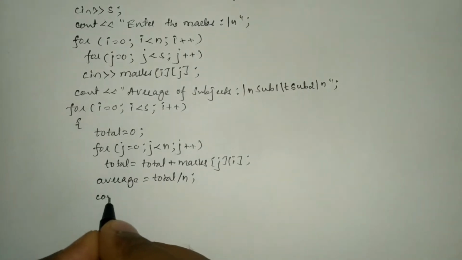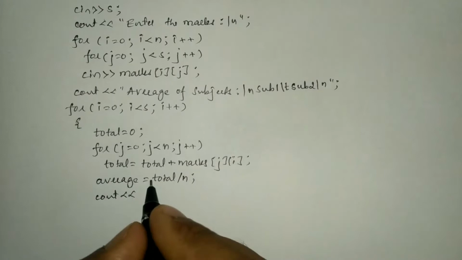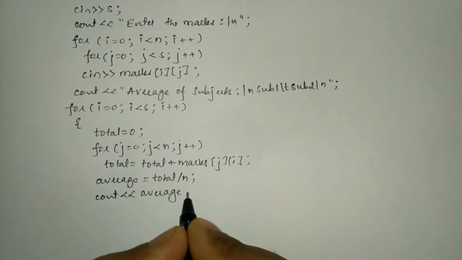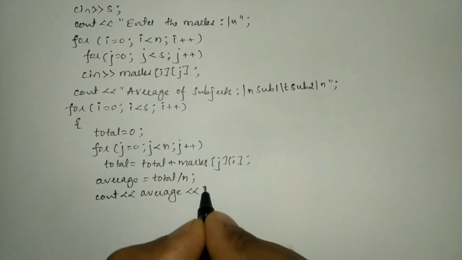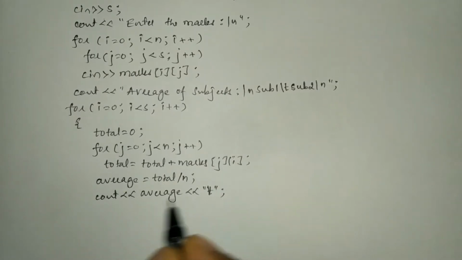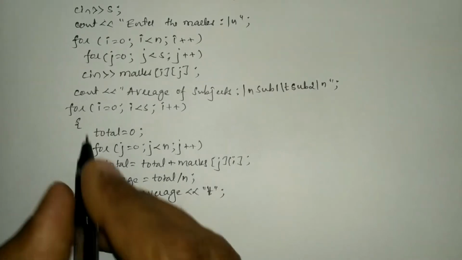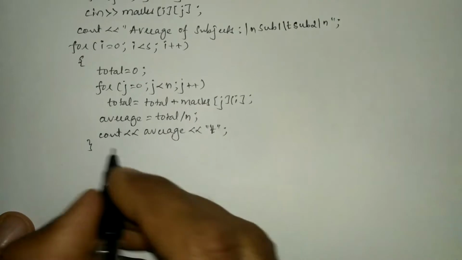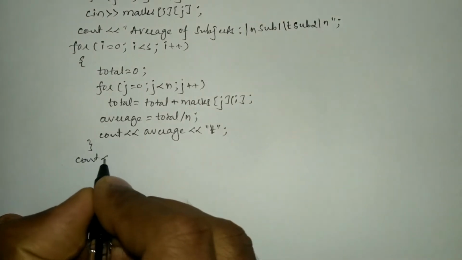Next we'll go for printing the same using cout, and here I'll write average, and we can have a backward slash t in a double quotation mark and put semicolon and close this opening brace for loop. Next we'll go for cout.